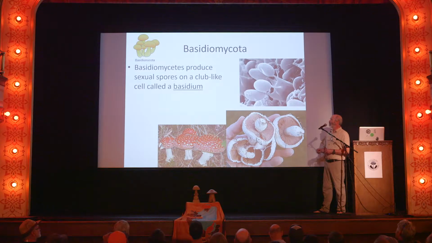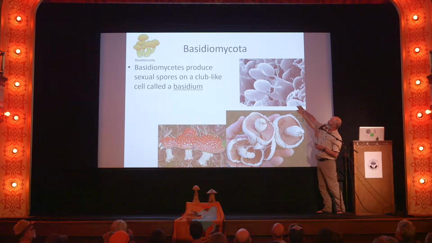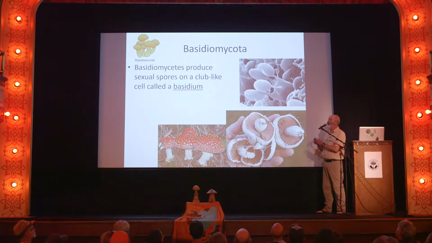If you were to look on the side of one of these gills, you would find cells that look like this. They make their spores out in the open. That cell's called a basidium. And so that's what defines this group. And again, most of the large fleshy fungi are in this group, okay?